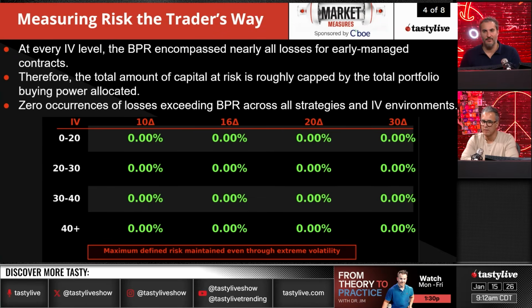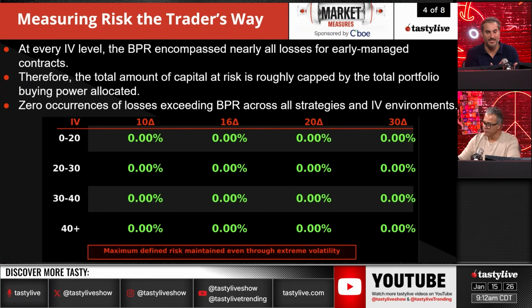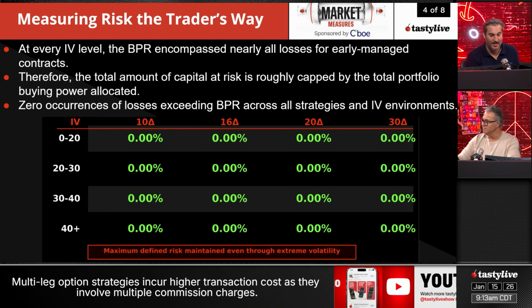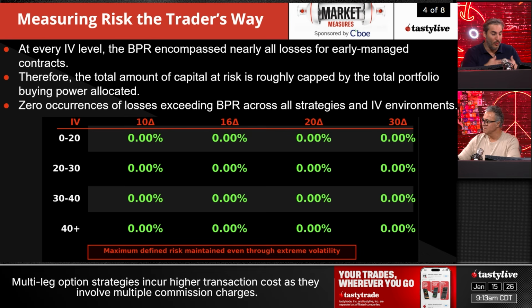But when we look at every IV level, the buying power encompasses nearly all the losses for early managed contracts. If you're managing positions at 50% of max profit or 21 days, you're taking off a lot of the outlier occurrences because you're just cycling through these trades. You're rolling into a new position 45 days out that reflects the current implied volatility, the current stock price, all those things. So you're certainly reducing risk by that metric, but the key takeaway here is that buying power is reflecting more than the max loss you're getting on these positions.